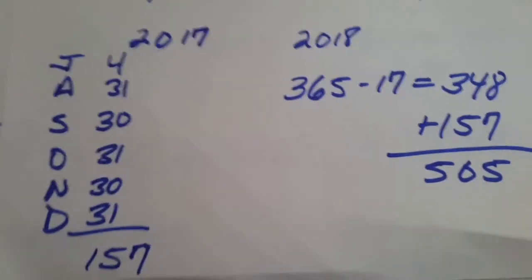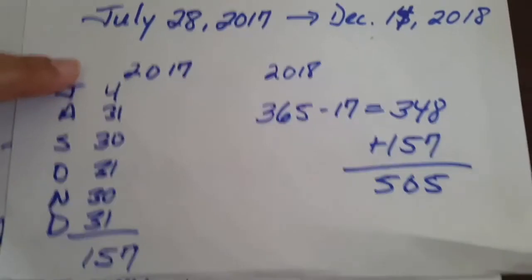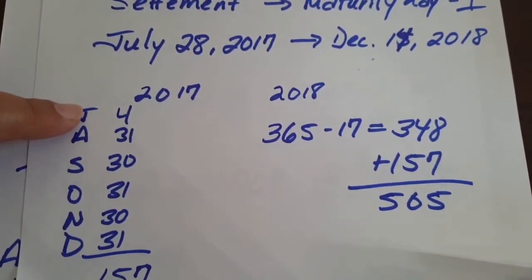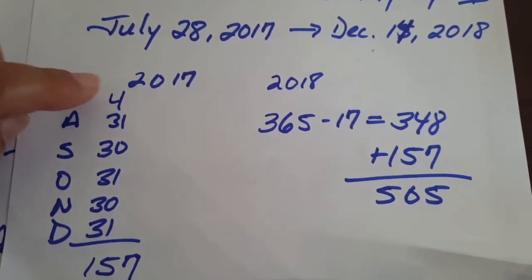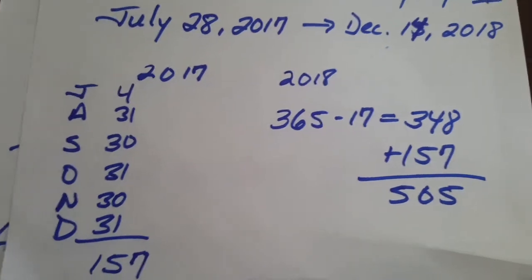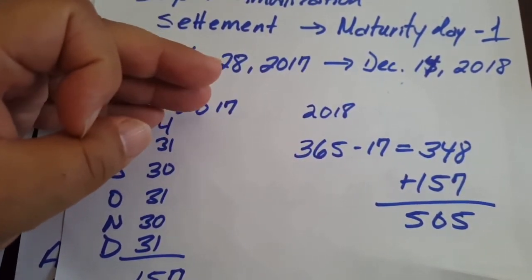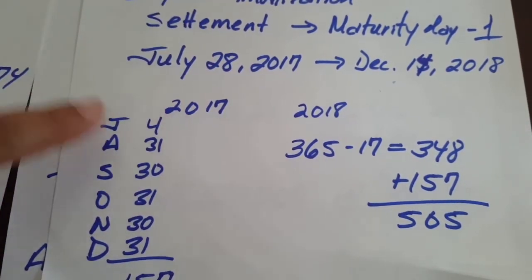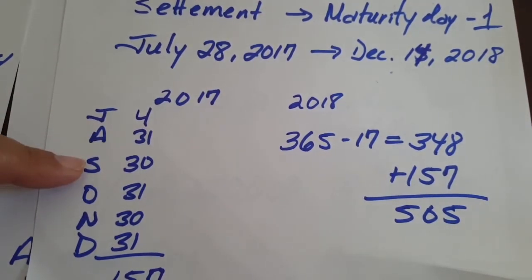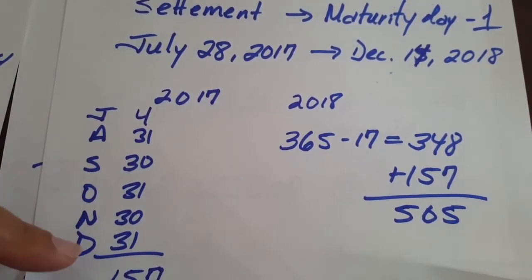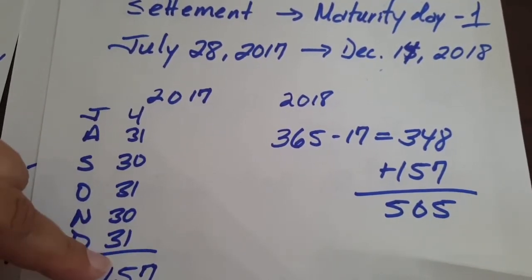So the first thing is 2017. For 2017, we're going to go from July 28th through December 31st. So I'm going to go, July has 4 days. Why 4 days? 28, 29, 30, 31. 4 days. Actual number of days. July 4, August 31, September 30, October 31, November 30, December 31. So 2017 has 157 days.